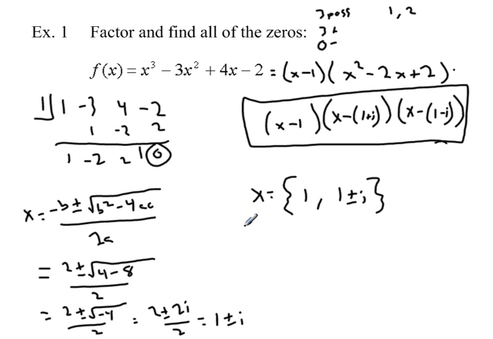Now, don't forget, make sure you give both parts of this answer. Make sure you give the factored form of the polynomial and the zeros. Often people forget this first part and jump right to the zeros. Make sure you do both.